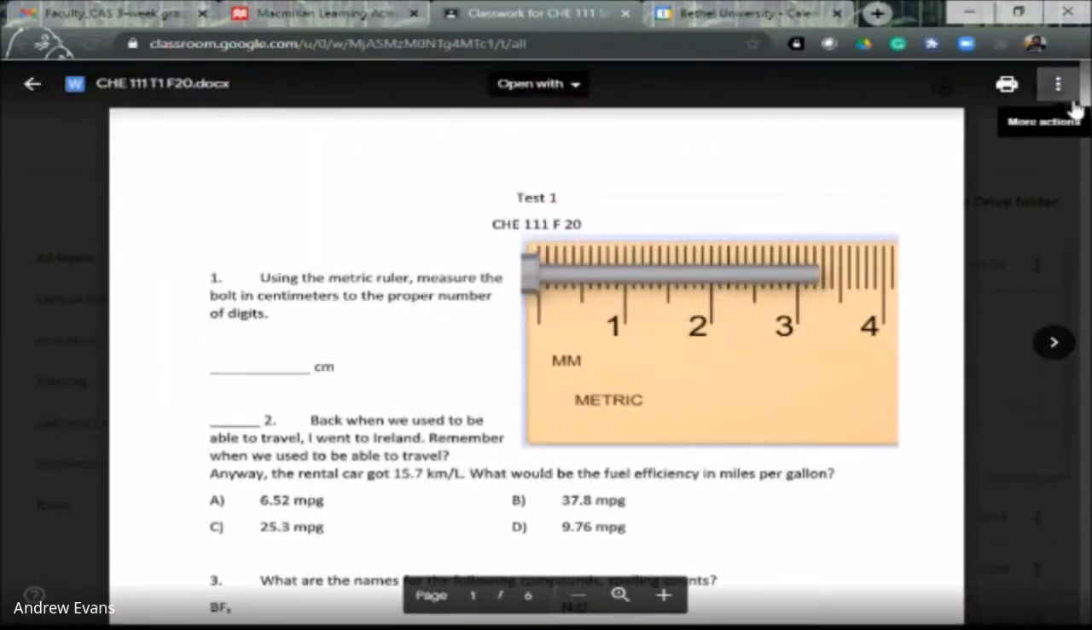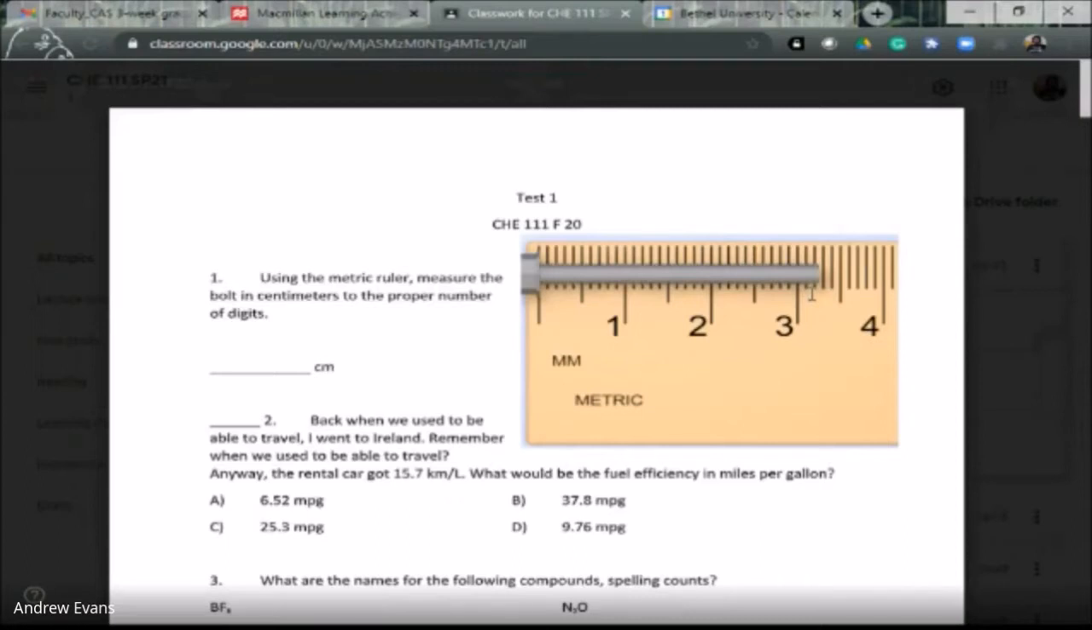Well, okay, starting with number 1. Using the metric ruler, measure the bolt in centimeters to the proper number of digits. The idea here is just a significant figure problem. This is something you should have learned in lab. Basically, you measure to the correct number of dashes and you measure one past that at the estimation point. If this is measuring in centimeters, this is definitely 3 centimeters. The smaller dashes are in millimeters.